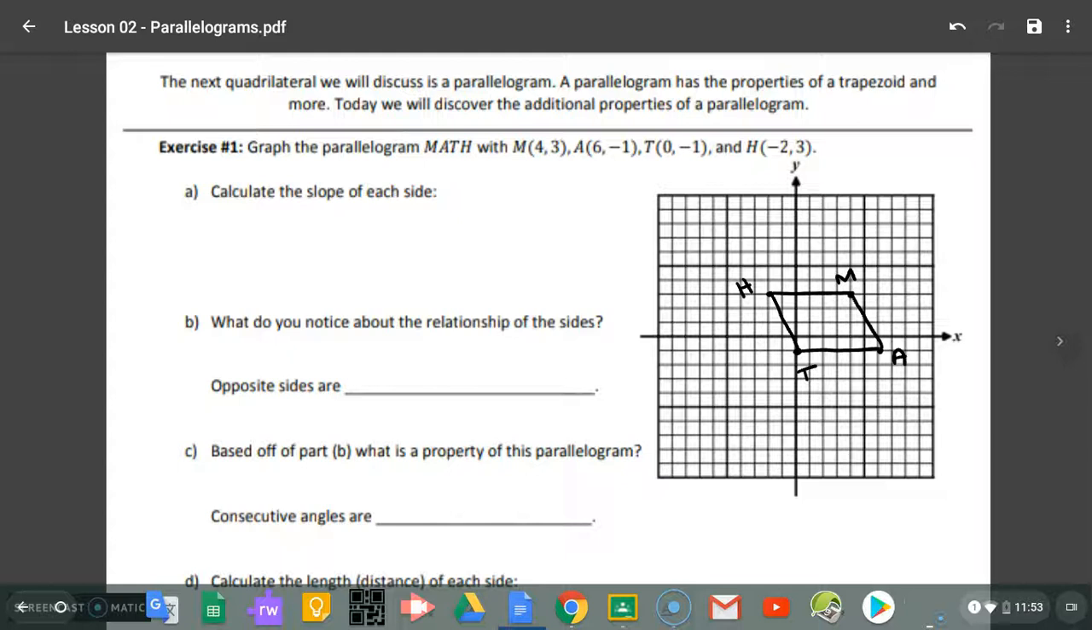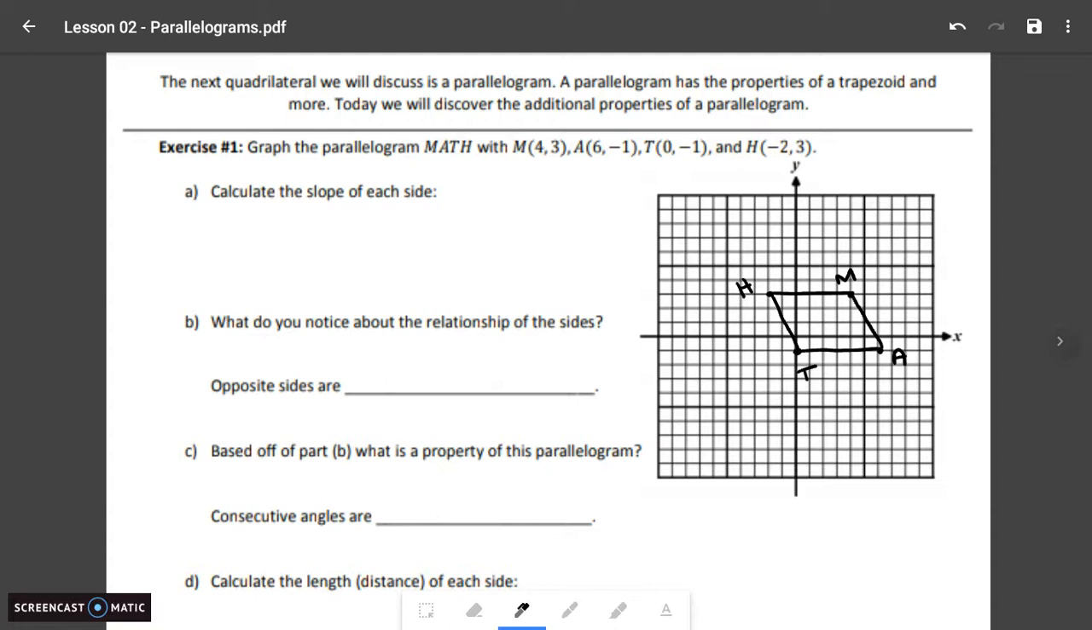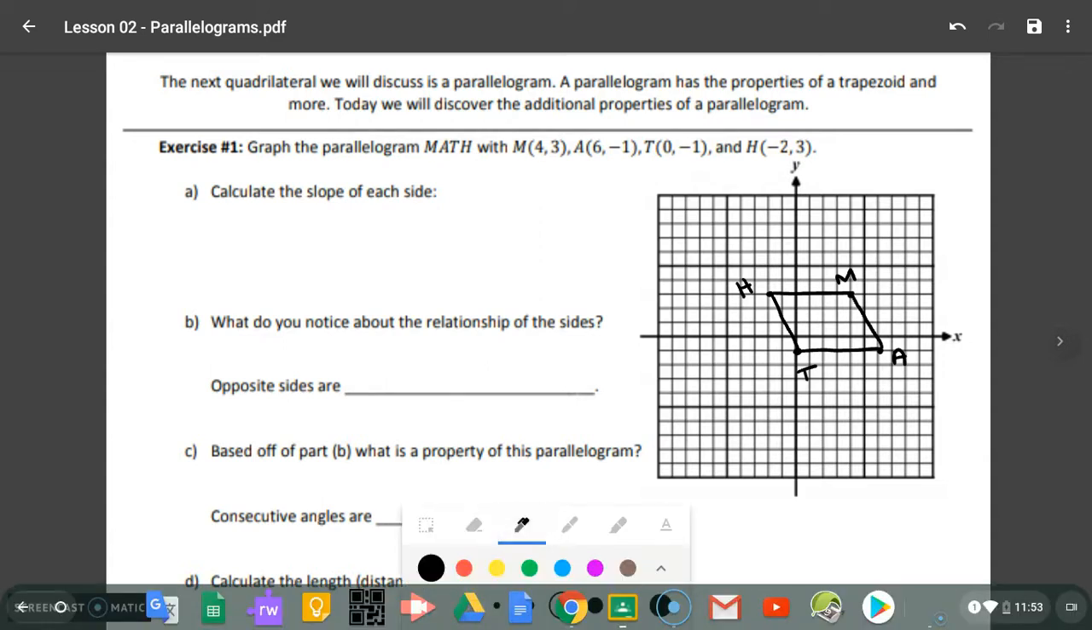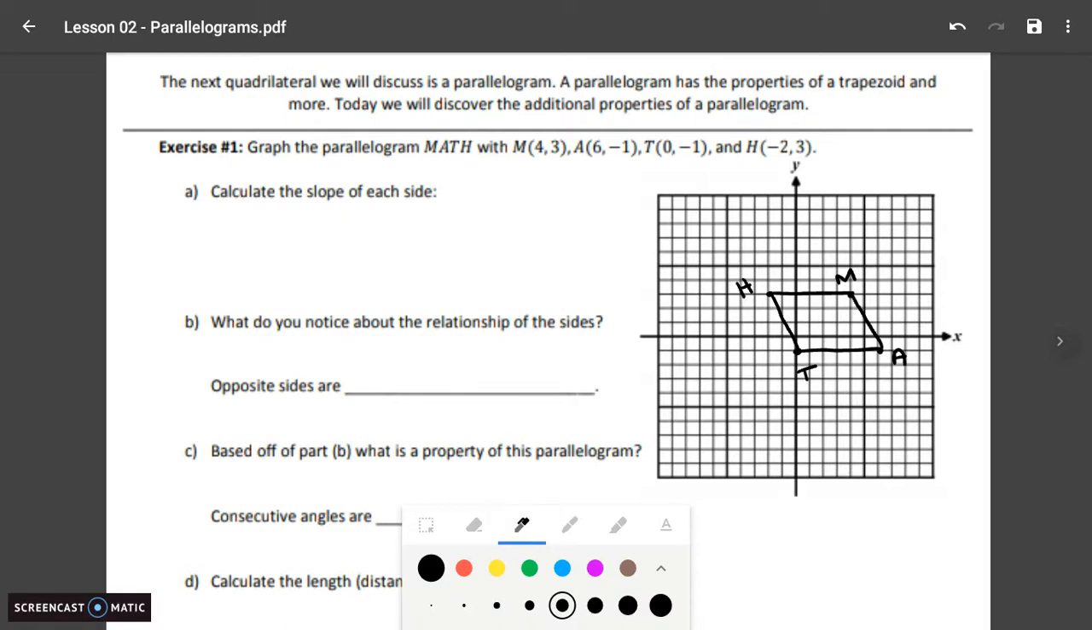In today's lesson, we're going to look at the properties of a new quadrilateral, the parallelogram. So you'll see we have a parallelogram, MATH. I've already graphed mine on the coordinate plane next to this. So if you want to take a second and pause the video and just make sure you have the same picture. Then just like we did yesterday in class, we're going to calculate the slope of each of the four sides.